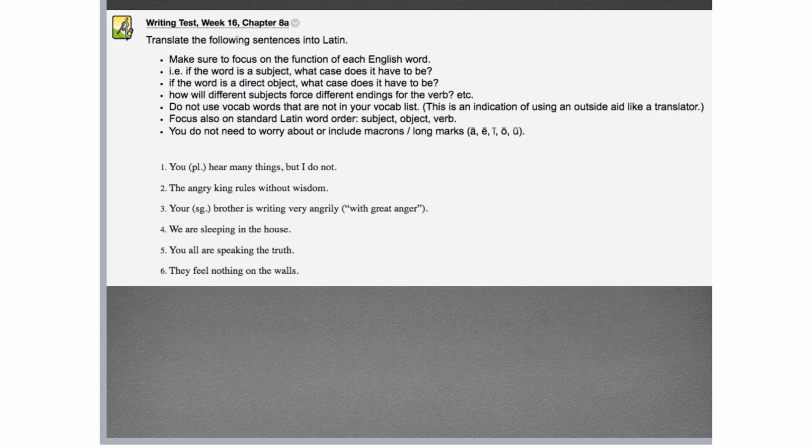And the writing, we're translating sentences into English. All right, so you hear many things, but I do not. So we're going to be working with these verbs. So auditis, it specifies that it's plural. That's why that tis ending is in there. All right, auditis multa. So I can just use the adjective with the neuter ending to get that things in there. I don't need a word for things. Said, known, ego. And I can repeat audio if I want, but I don't have to. So auditis multa, said, known, ego.